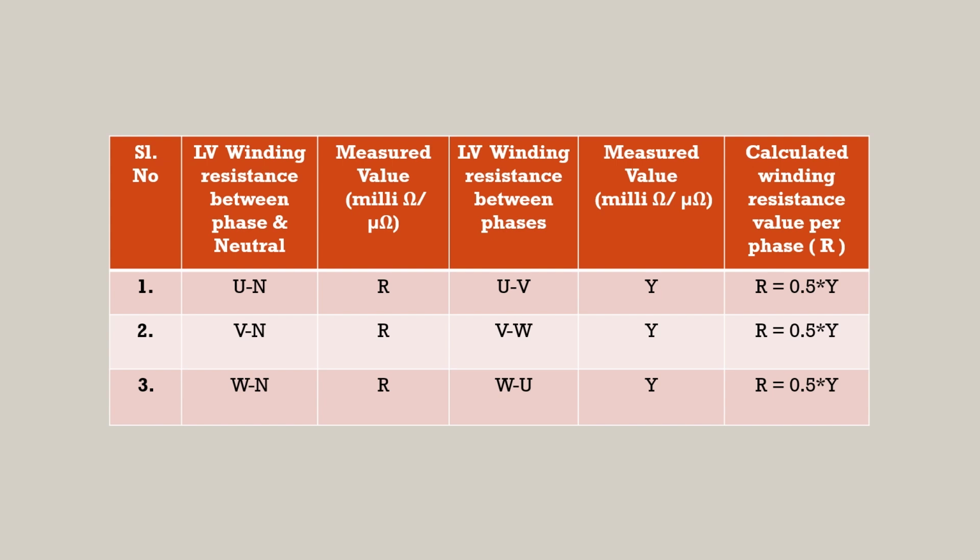Then the calculated winding resistance, that is the per phase resistance, is R = 0.5 × Y for each phase. The last column resistance value R should match the R in the third column. But normally, if the neutral point is given, you can directly measure the phase resistance between the phase and the neutral point.